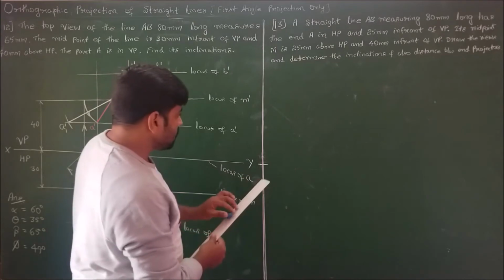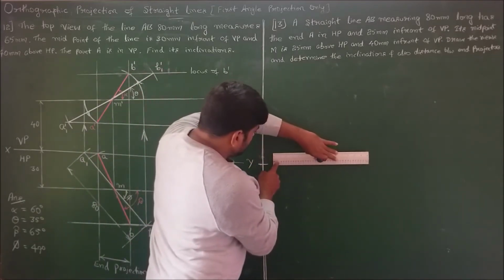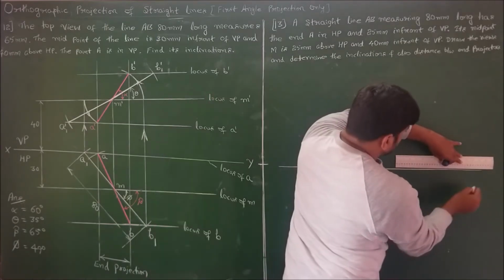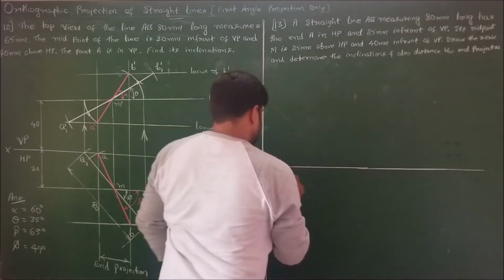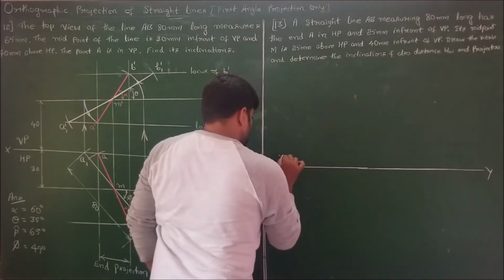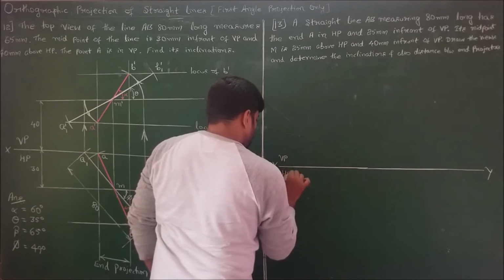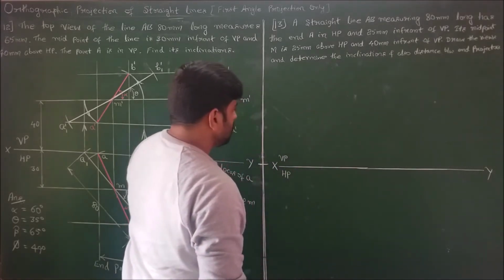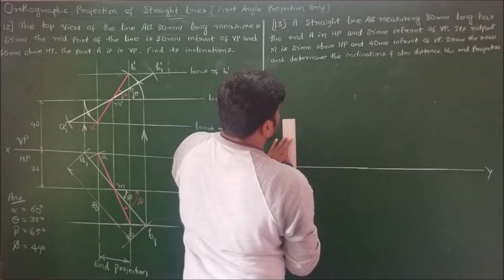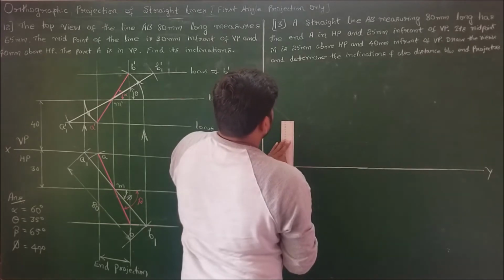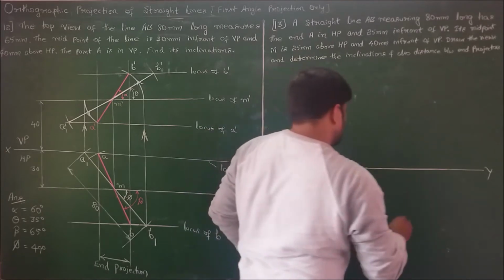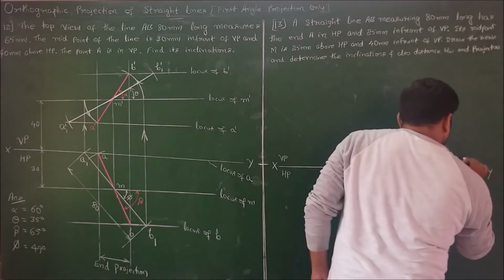Let us solve this problem, for which let me fix the reference line first. So I fix the reference line. So we have X and Y. For first angle projection, VP will be above, HP will be below. Now fix the locuses he has specified. He has given the locus of A. He is stating that A is in HP. I should show it on VP. So therefore, the XY line itself is the locus of A dash.